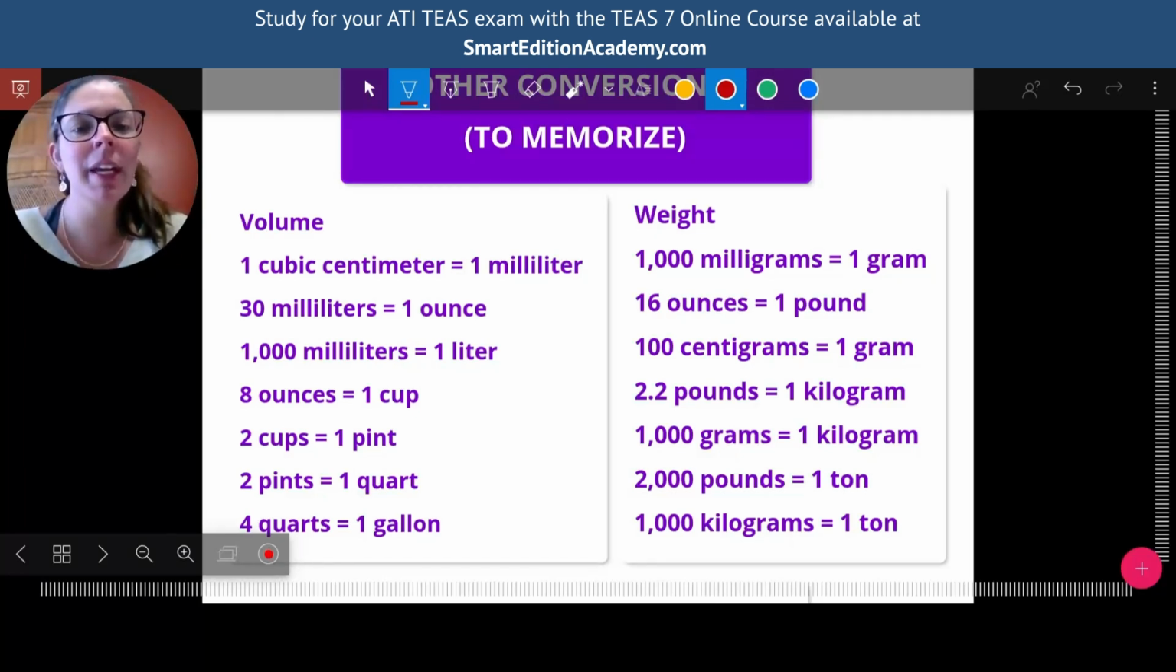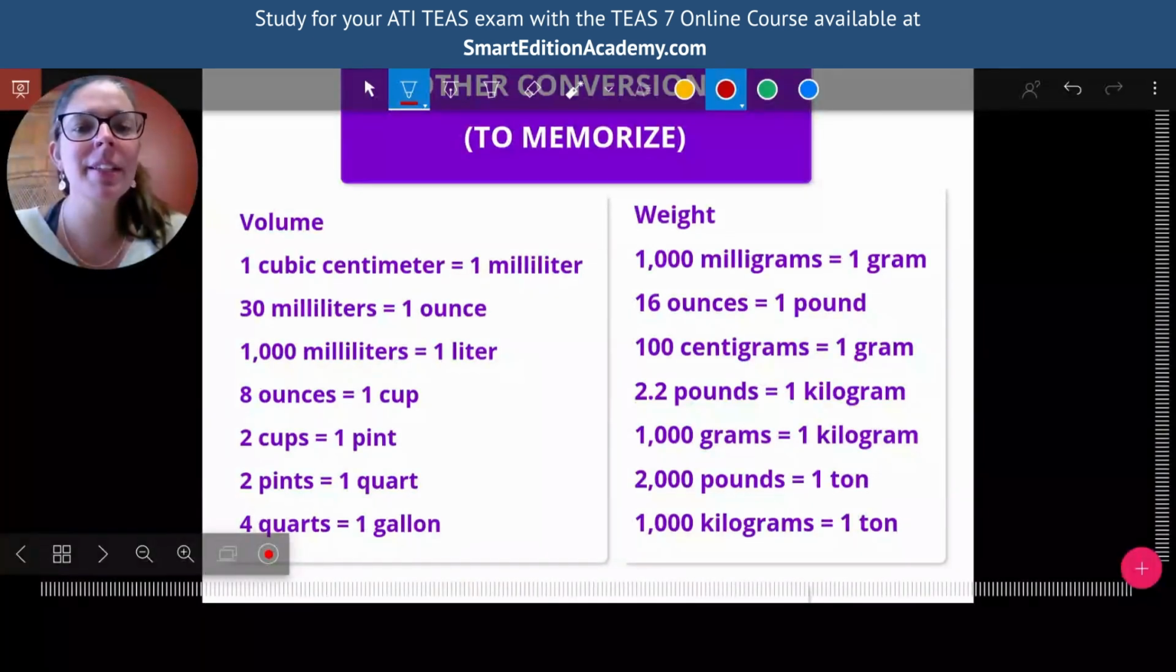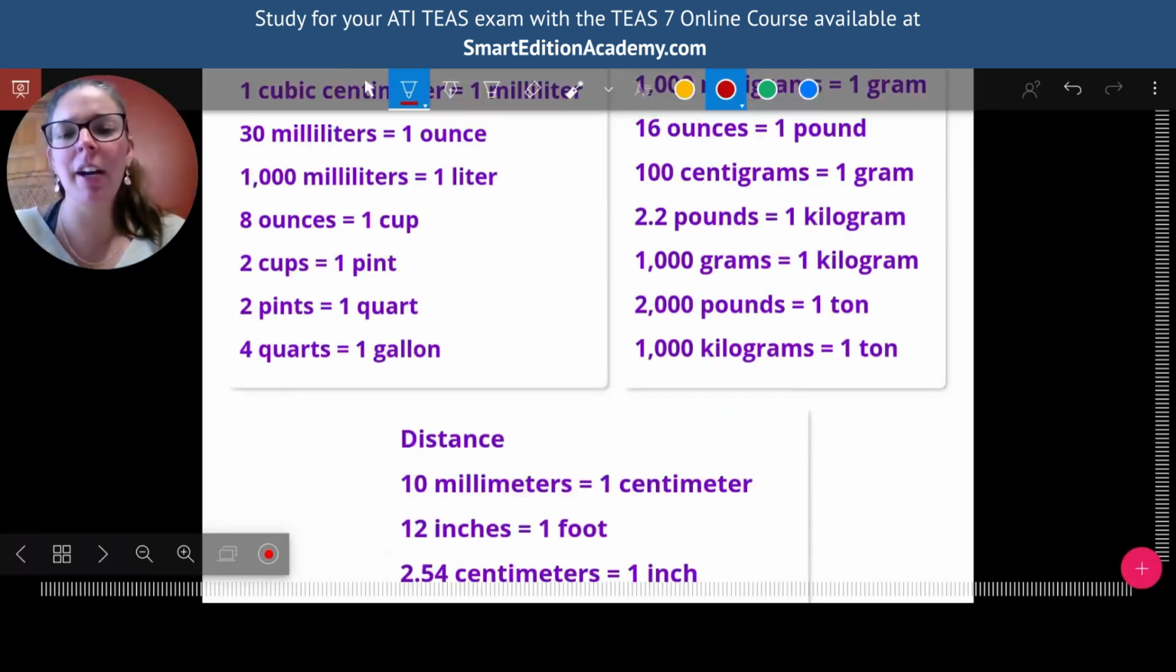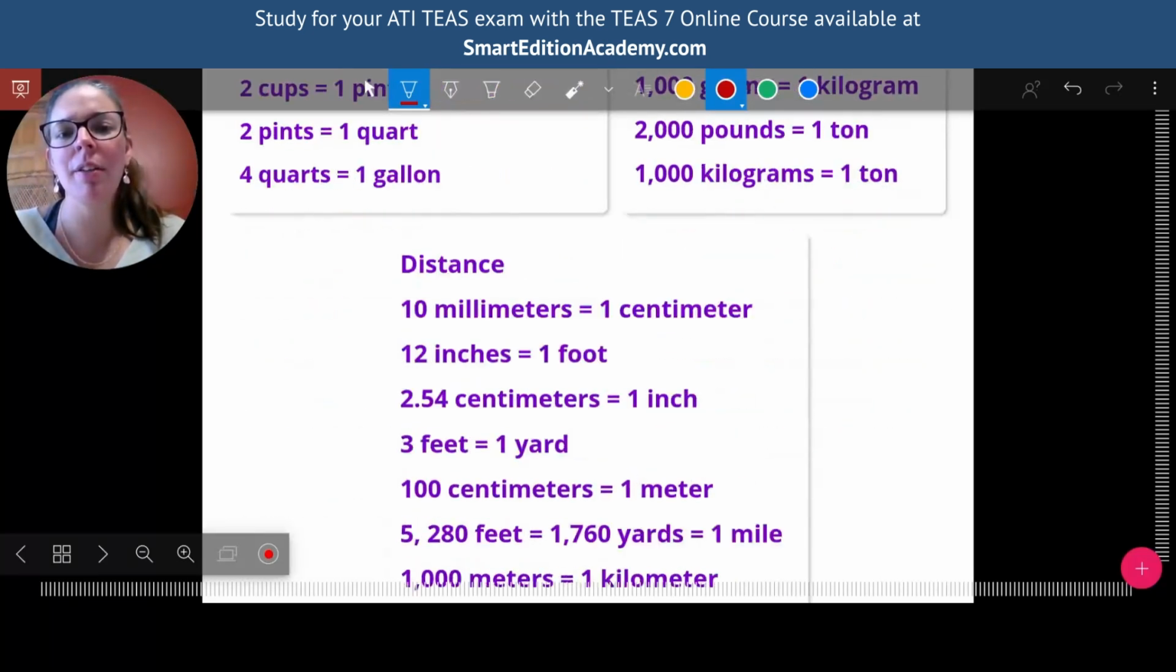When we were talking about weight or mass, 1,000 milligrams is equal to 1 gram. 16 ounces is equal to 1 pound. 100 centigrams is equal to 1 gram. And then we have 2.2 pounds is equal to 1 kilogram. 1,000 grams is 1 kilogram. 2,000 pounds is 1 ton. And then an approximate conversion you can use is that 1,000 kilograms is equal to 1 ton. Okay, so let's look at our distance as well.